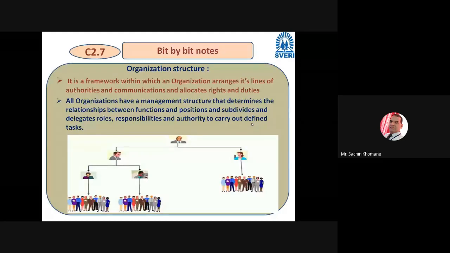Getting? So next lecture we are going to discuss in depth the types of organization structure, whatever structure you are observing. Again, what is the span and level, what is narrow span, wide span, that we are going to discuss. So please put your number in the chat box.